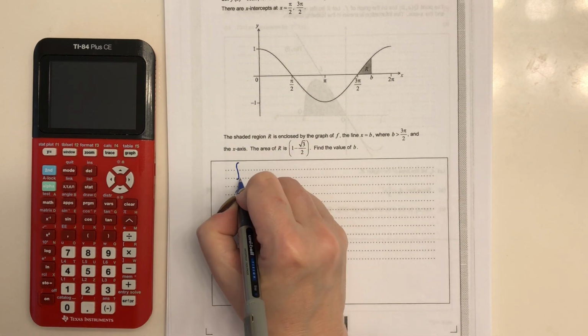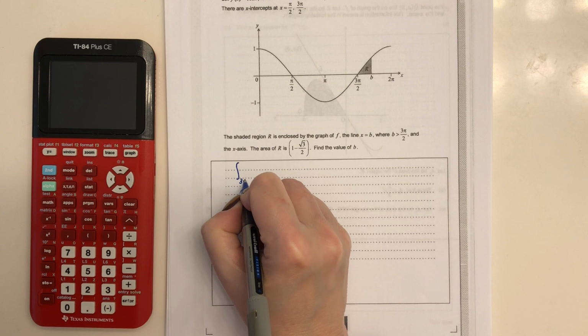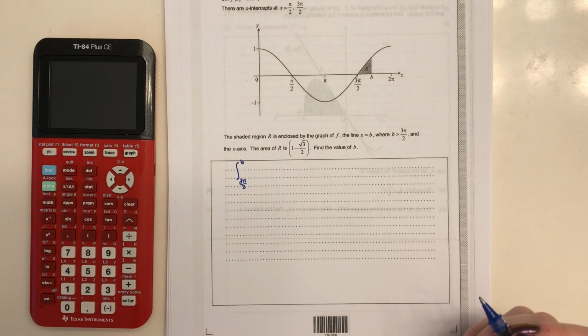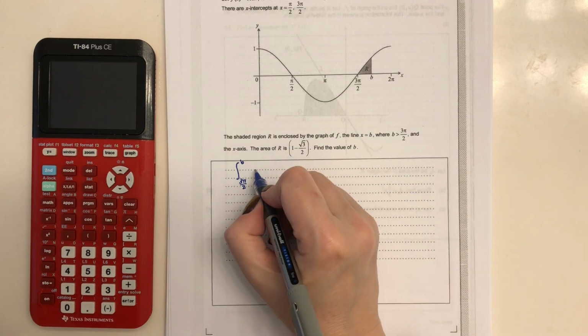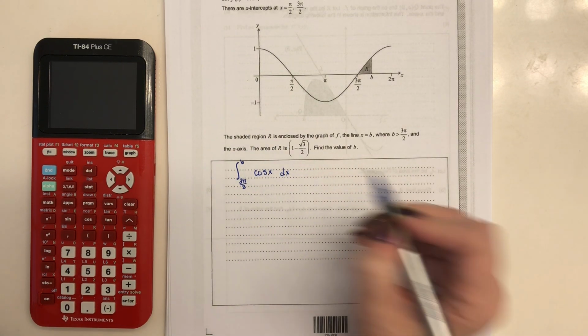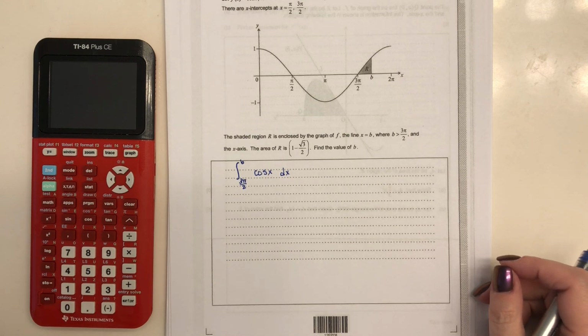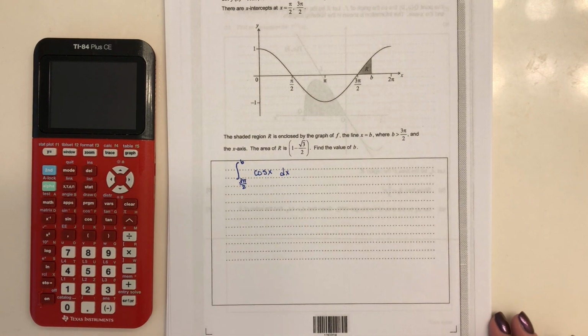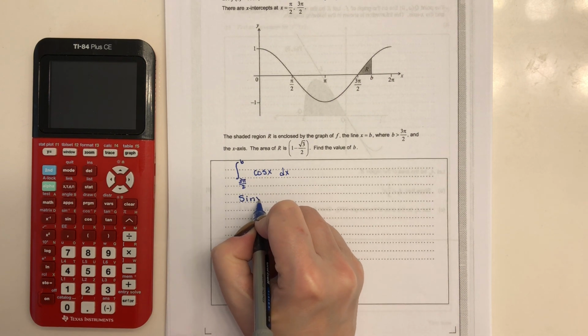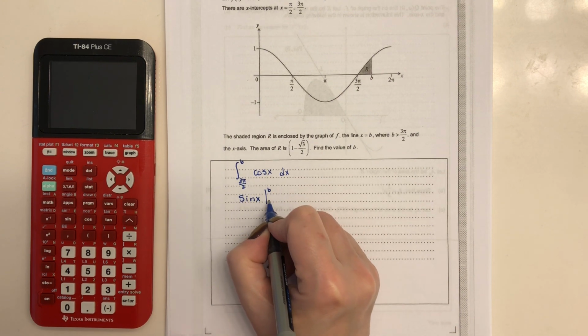Here's what I know. If I go from 3 pi over 2 to B of my function, which is cosine of x, that should give me the area under the curve. Make sure you look at your integration formula, and that's going to tell you that this is sine of x going from B to 3 pi over 2.